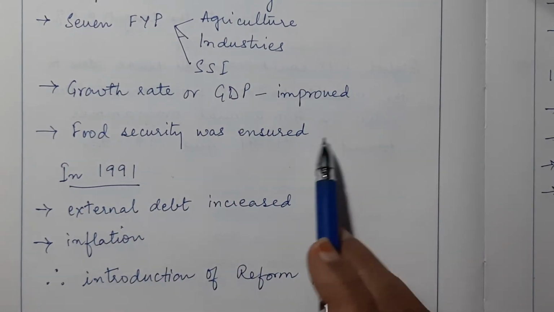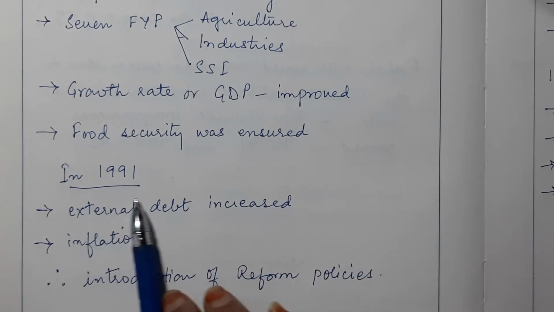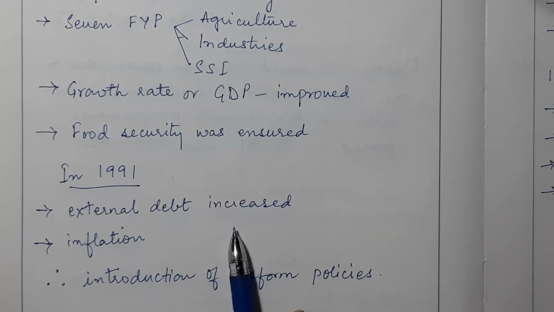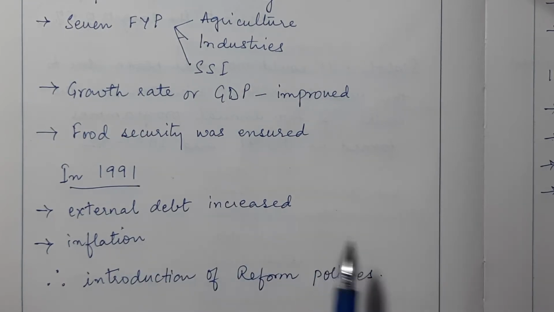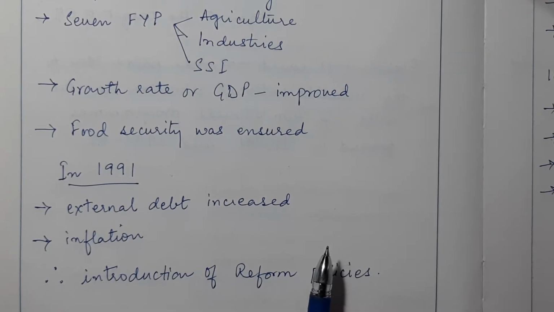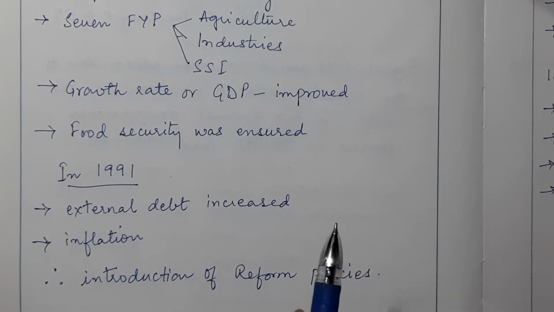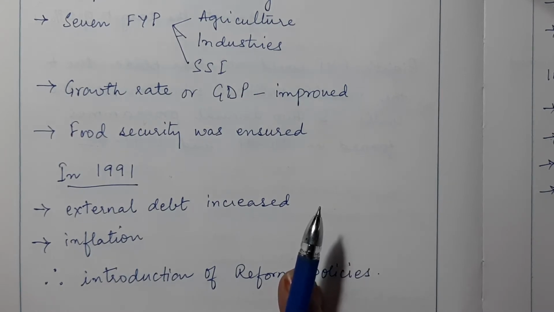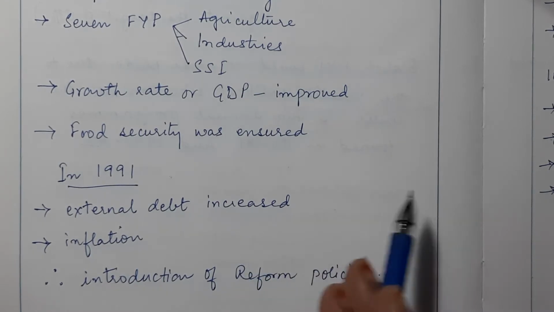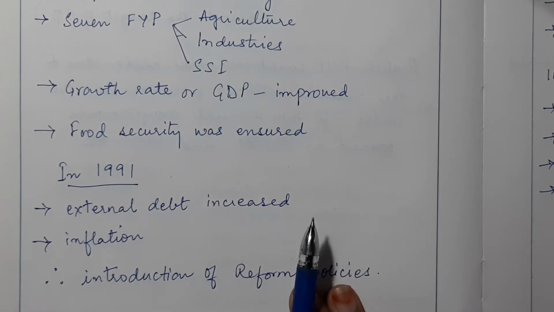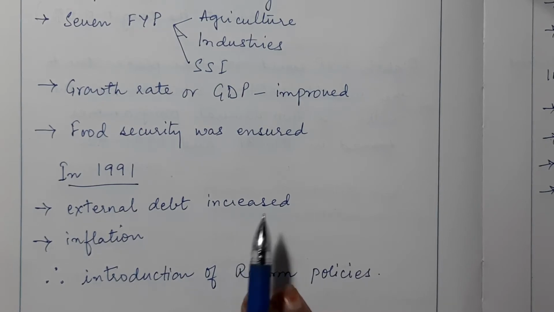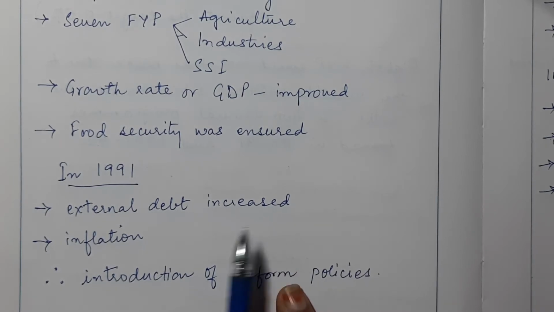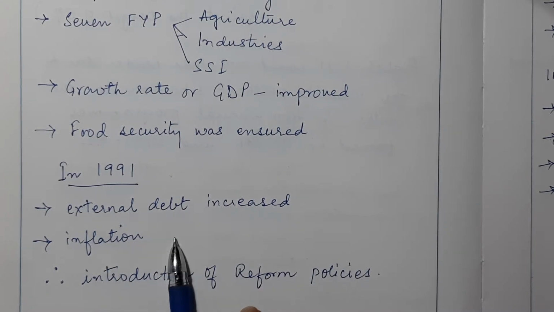We had export surplus. However, in 1991, India met with an economic crisis that related to external debt, which increased, and the government was not able to make repayments on its borrowings. The foreign exchange reserves, which are maintained to import products or items, dropped to levels that were not sufficient even for a single fortnight. And we also came across a crisis that was called inflation. What is inflation? It is rise in prices of essential goods.